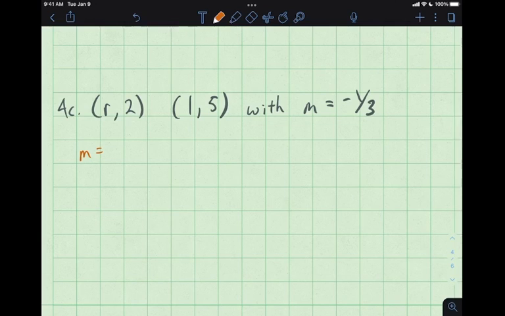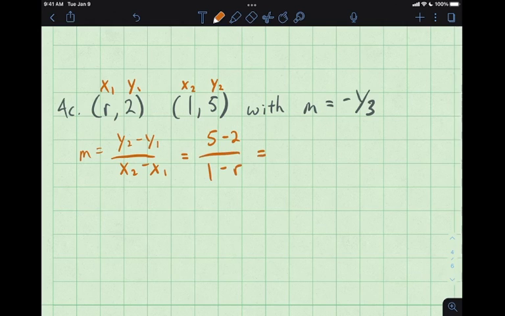Setup looks like writing out your slope formula. x2 minus x1. Labeling the x-coordinate of my first point, the x-coordinate of my second point, along with the y-coordinates of my second point. Plugging those numbers in, substituting them in other words, doing a little bit of simplification, equals negative 1/3. Now it becomes a matter of solving a proportion. From here, we can do some cross multiplying, something like this. Okay.